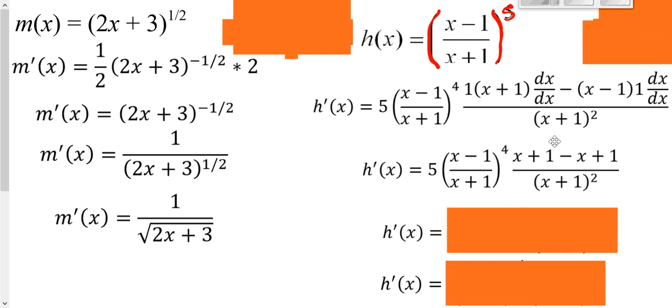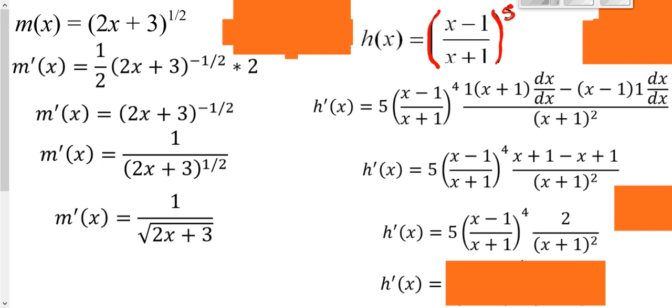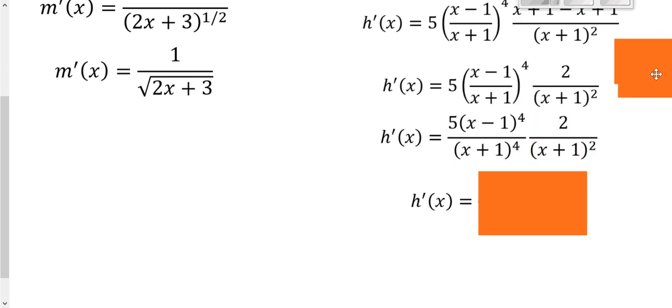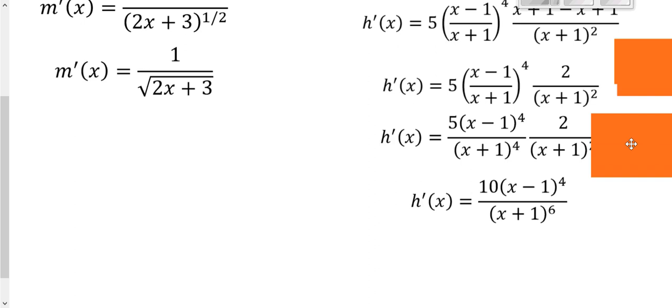The x's are going to drop. We're left with a 1 plus 1, so we get 2. So now we can go ahead and simplify this. I think I'll go ahead and apply the 4th power to the top and to the bottom here. So now you can see you have an x plus 1 to the 4th on the bottom and an x plus 1 to the 2nd on the bottom. So it's really an x plus 1 to the 6th power on the bottom.